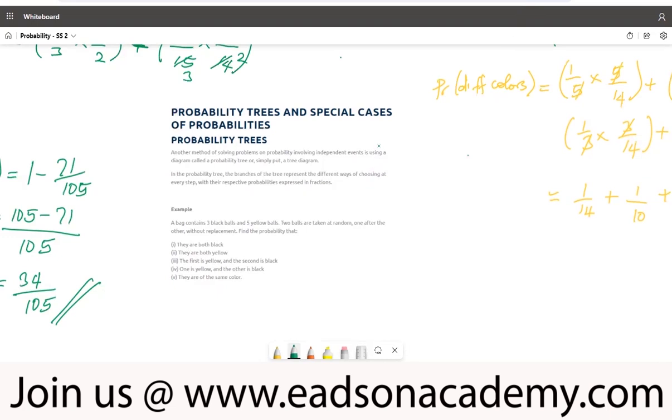A bag contains 3 black balls and 5 yellow balls. 2 balls are taken at random, one after the other without replacement. Find the probability that they are both black or both yellow. This question is similar to the one we just solved.